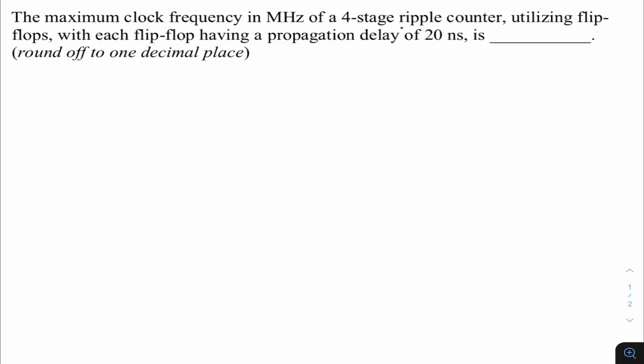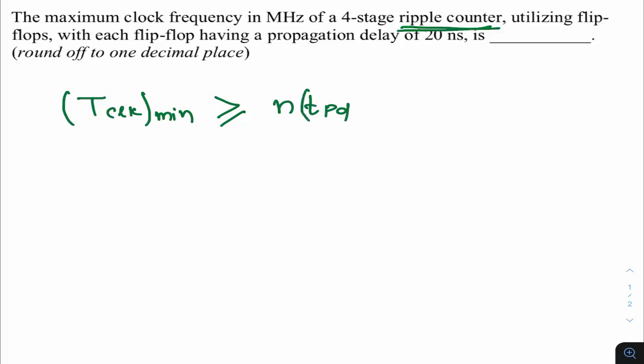In ripple counters, which are asynchronous counters, we have this relation: T clock minimum should be greater than or equal to n into TPD of flip-flop. What is n? n is the number of flip-flops we have, assuming the delay is uniform for all flip-flops, which is the case in this particular question. This is the condition to avoid any kind of errors.